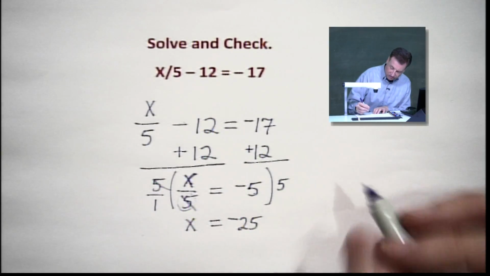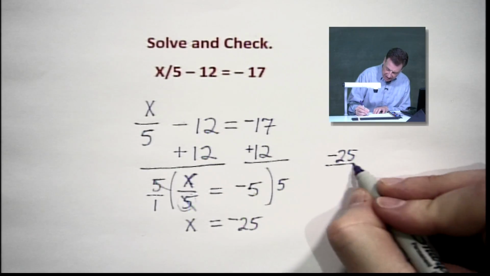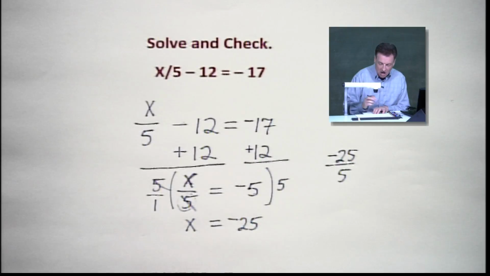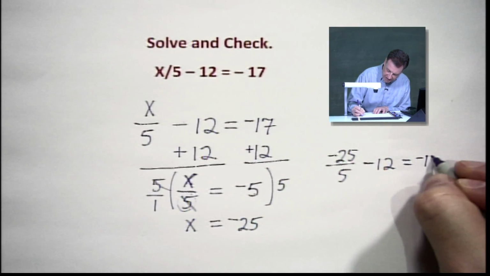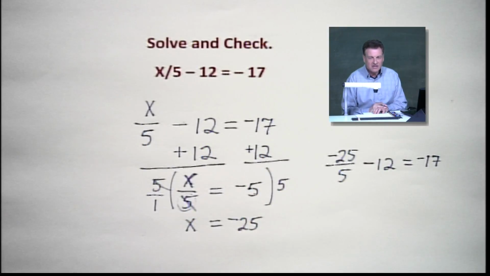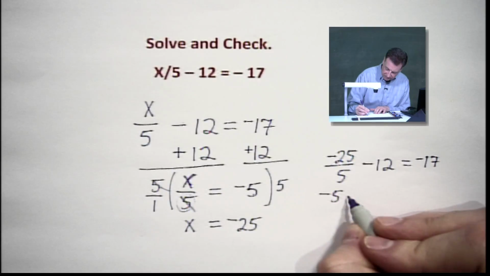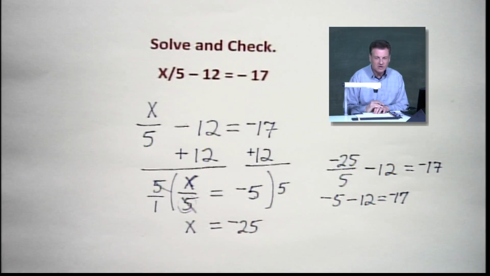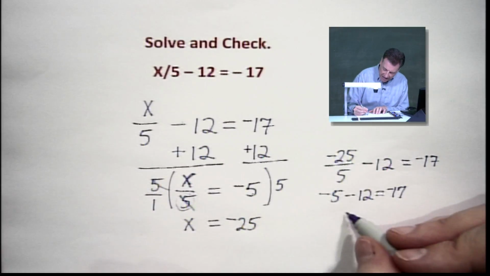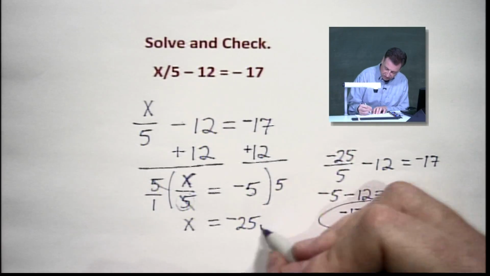Let's see how that works. Go back to our formula. Formula says we're going to put in negative 25, put it over 5. We're going to subtract 12. And we're hopefully going to come up with a negative 17. Now, if you look at that, you're getting a lot of negatives going on here. So that's negative 5 minus 12, which will equal your negative 17. All right. And, oh, by the way, does that work? Surely it does. Checks both ways.